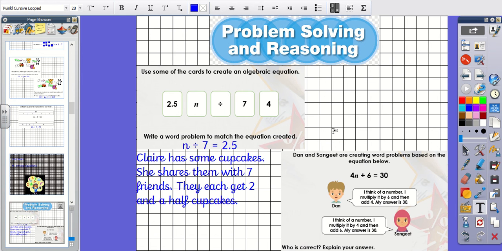Who is correct? Well, we know straight away that 4n means that n is multiplied by 4. So if we look to who said multiplied by 4, it was Sangeet. So Sangeet is correct. And then we need to say why, because it says explain your answer. So Sangeet is correct because 4n is the same as 4 times n. And that's it there. Super.